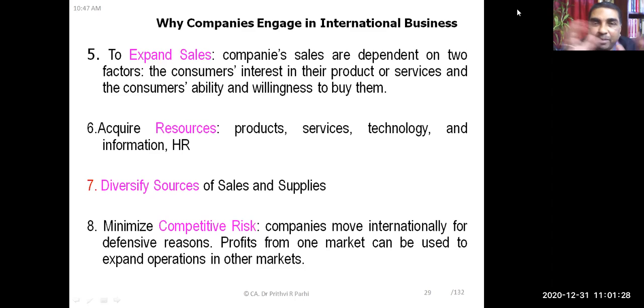Let us say they earn profit from the domestic market, but the same profit is invested in the international market, maybe to earn further profit, or maybe just to get a return from that investment.